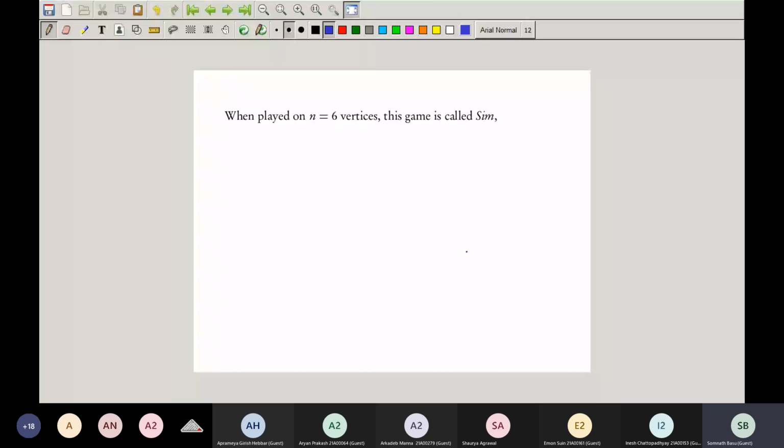So this game is called Sim, and it's not to be confused with the Sims or any other simulation game. It was named after Gustavus Simmons, who invented this in 1969. And there are plenty of online free softwares where you can play against a computer. So basically, you're playing on 6 vertices, and so how many edges do you have? 6 choose 2, right? And what is 6 choose 2? It's 6 into 5 by 2, which is 30 by 2, which is 15, which means the red player typically gets to play 8 moves. The blue player typically gets to play 7 moves, right?